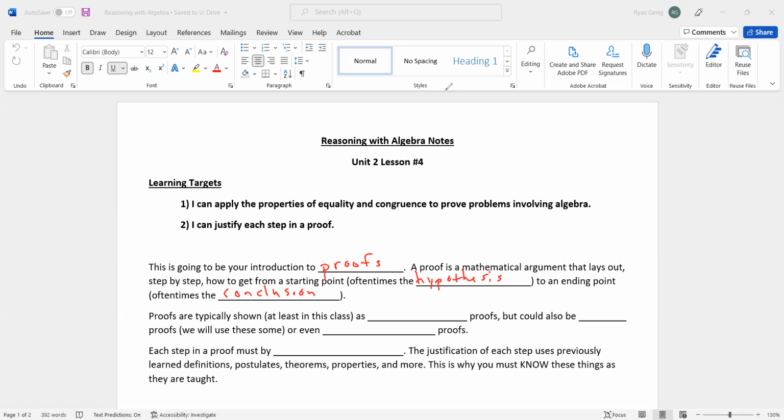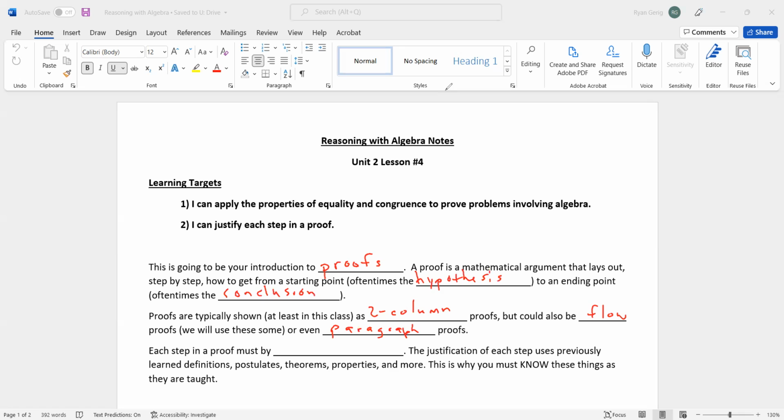Proofs are typically shown, at least in this class, as two-column proofs. You'll see some of those on the back. All right, but they could also be flow proofs. We will do some of those, but that's not till unit 4. And even paragraph proofs. Okay, I don't use those very often, but they can be paragraph proofs.